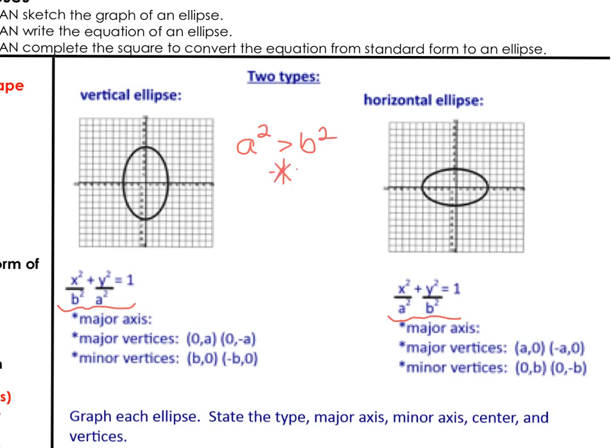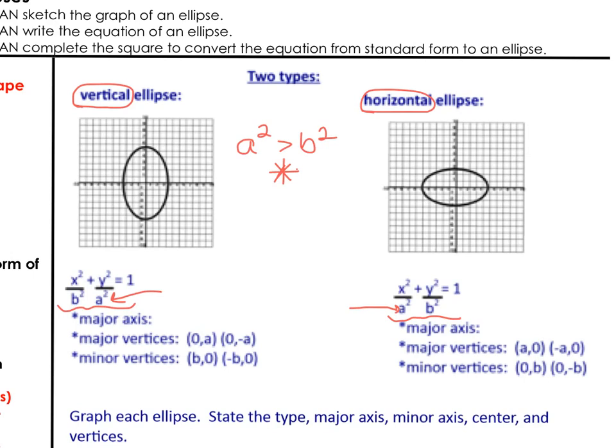The bigger denominator defines the type of ellipse you have. In the first equation, notice the bigger denominator is under the y. That will make your shape vertical. The ellipse will be taller than it is wider. It's really that easy to tell. In the equation on the right, notice your a value is under the x squared, and that makes your ellipse horizontal. That means it's wider than it is taller, almost like a football that fell over on its side.